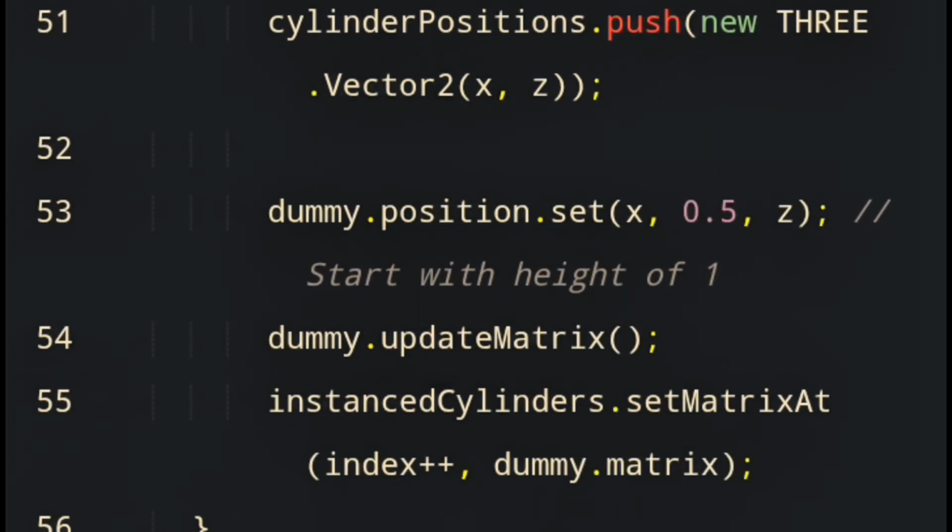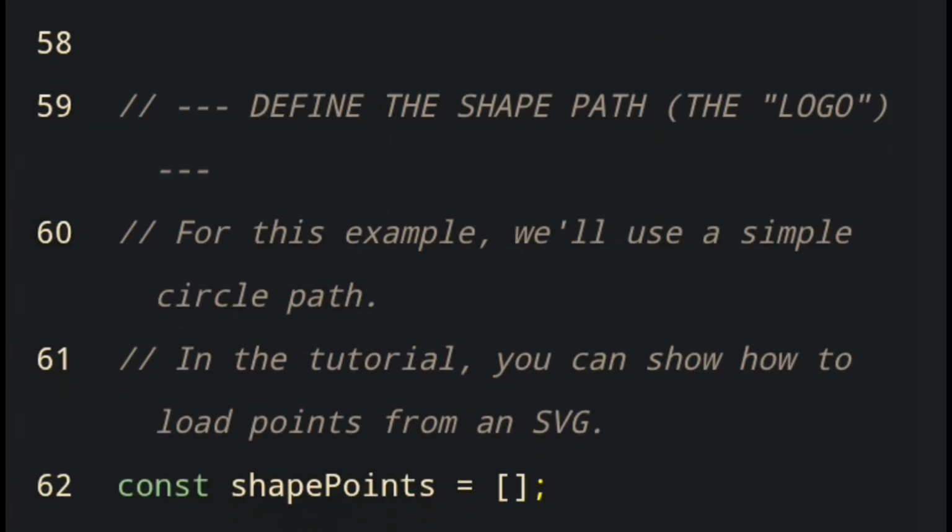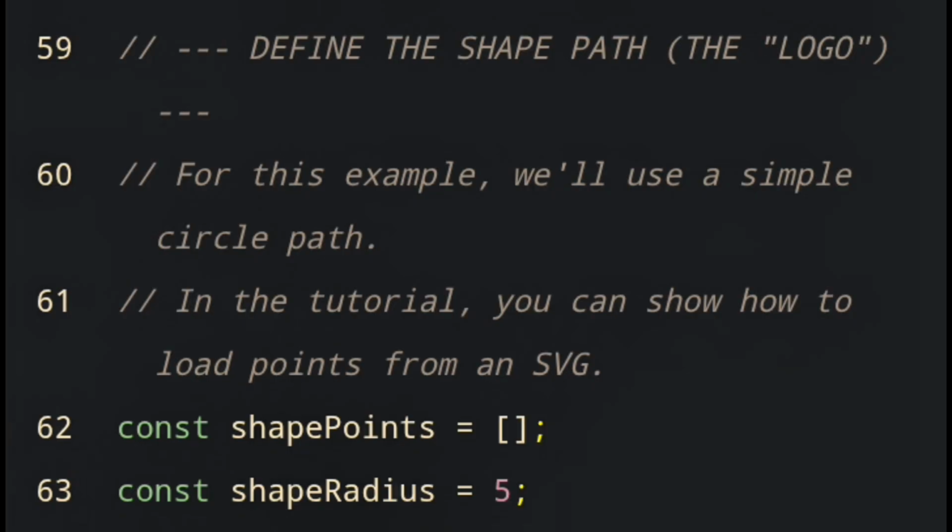Then we set the dummy object's position, update its matrix, and set the matrix for the current instance. Close both loops. Our grid of static cylinders is now built. But what will they react to? We need to define the shape that will create the wave.